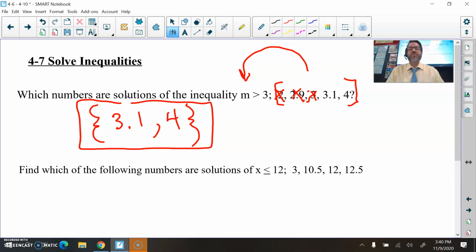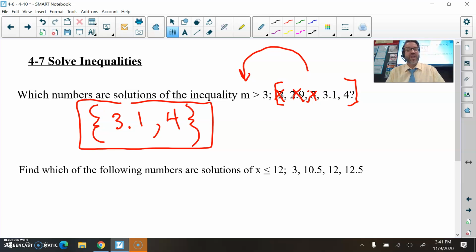It's almost like 3 is the bouncer at the nightclub. And in order to get into that nightclub, you must be greater than 3. And so 2, sorry, they get bounced out of there. 2.9, no admittance, pal. 3, hey, nice try, but get out of here. 3.1, yeah, you can come in. 4, you too, yeah, you can come in. Because the ones that are greater than 3 are invited to the party.